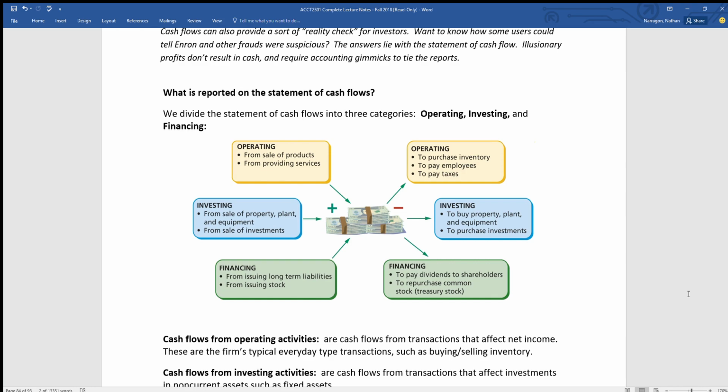Financing, on the other hand, is how the company basically finances or is able to pay for this stuff sometimes. And that includes issuing out bonds, stock, getting a loan from the bank. Those work. On the other hand, we lose money when we pay out dividends to shareholders because they basically invested into us. And we either repurchase common stock. So there's a lot going on here.